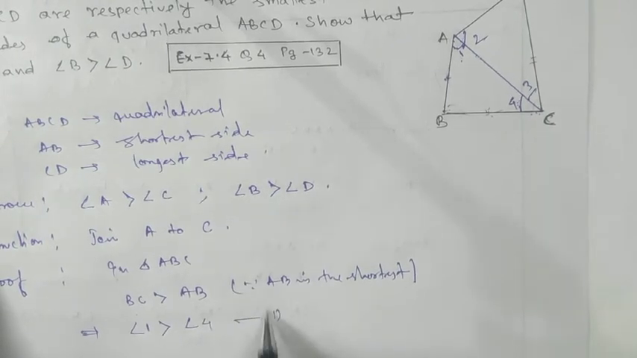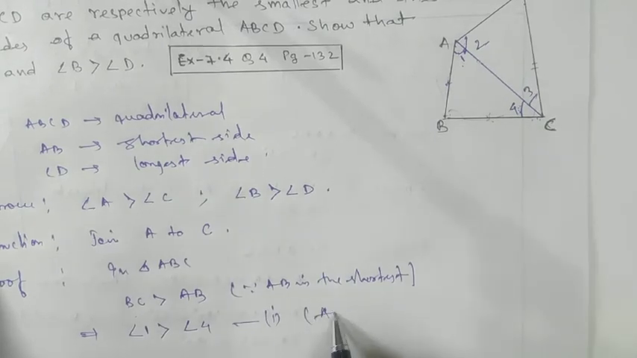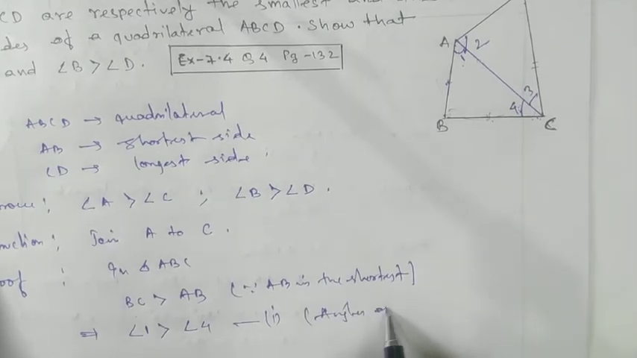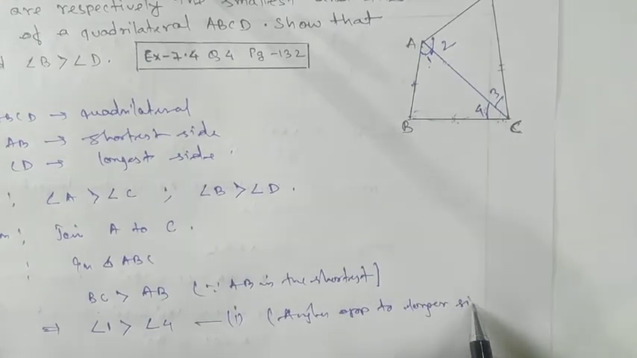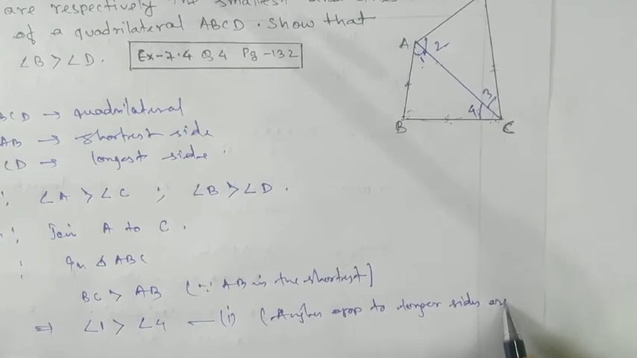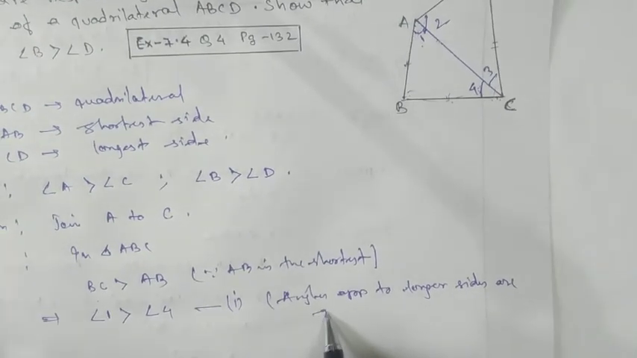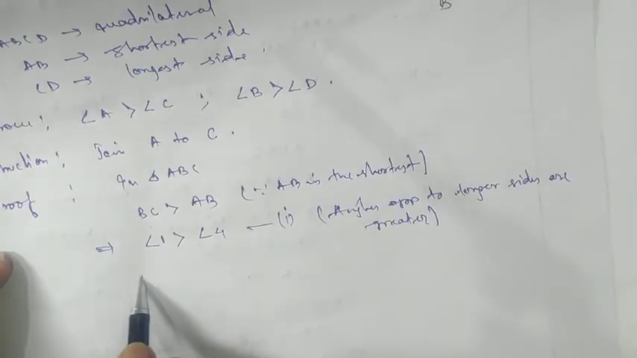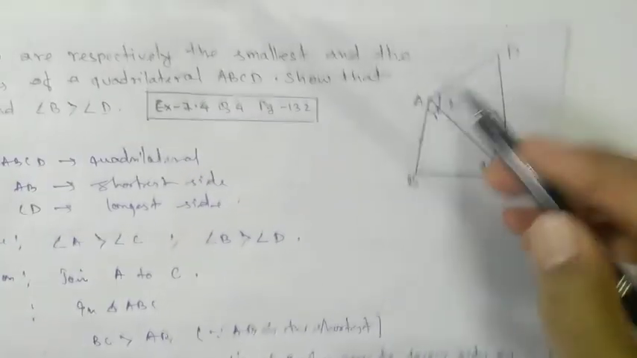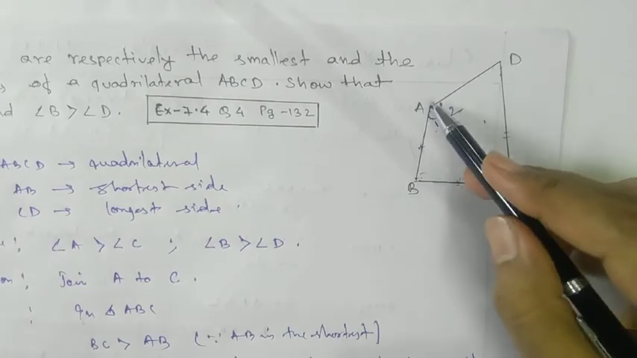This is your number 1, and you mention here the reason: angles opposite to the longer side are greater. Okay, this is number 1. Now we'll proceed for another triangle, this one, in triangle ADC.